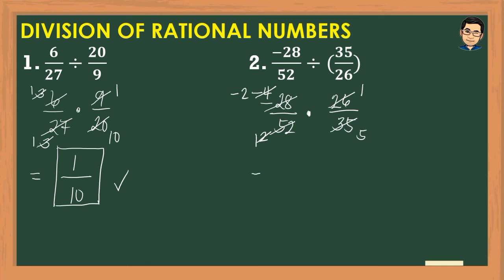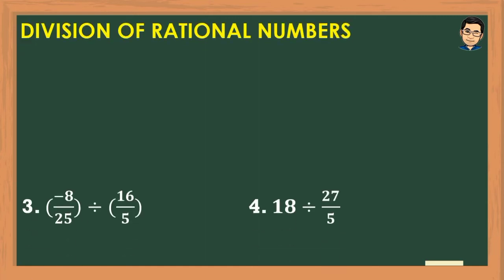So multiplying the remaining factors, negative 2 times 1, that is negative 2. 1 times 5, that is 5. So our final answer is negative 2/5 or negative 2 over 5.